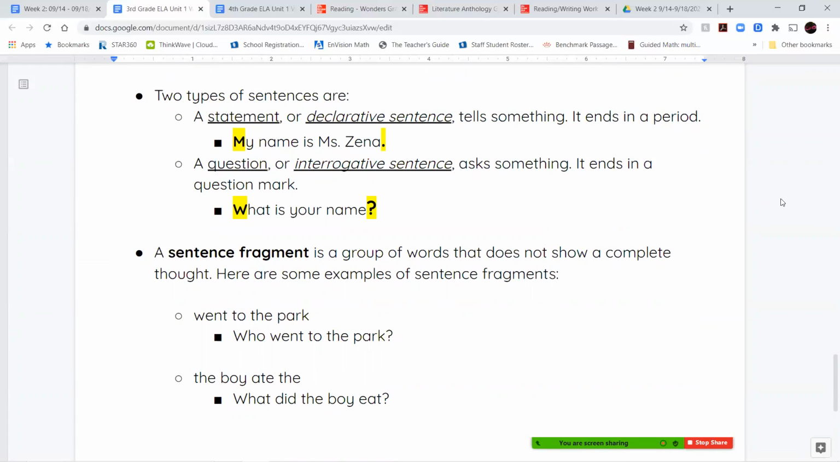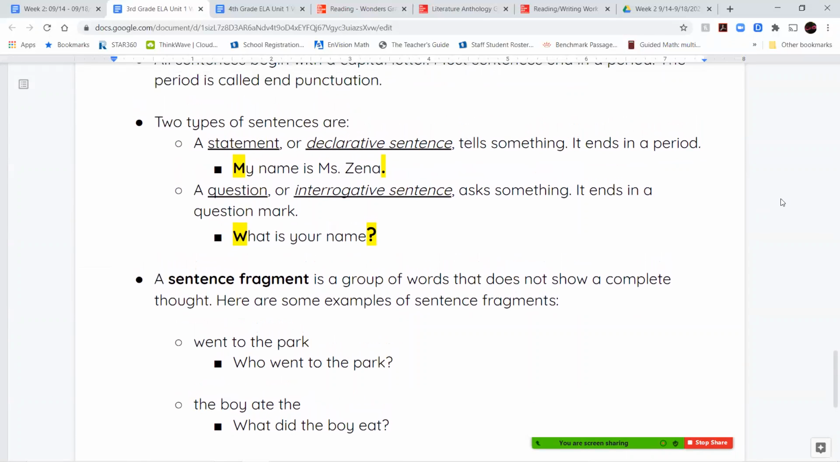Or I can say the boy ate. The boy ate the what? I don't know. I don't have enough information there. So that's how I know it's a sentence fragment. It does not show a complete thought.